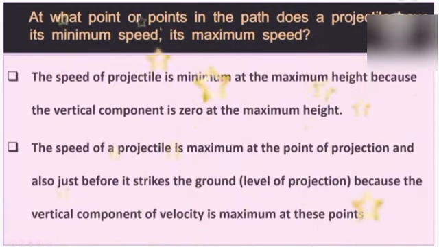At what point or points in the path does a projectile have its minimum speed and its maximum speed? The speed of a projectile is minimum at the maximum height because the vertical component is 0 at the maximum height. The speed of a projectile is maximum at the point of projection and also just before it strikes the ground, at the level of projection, because the vertical component of velocity is maximum at these points.